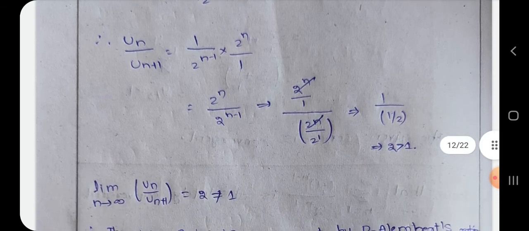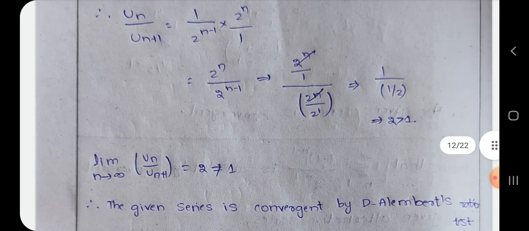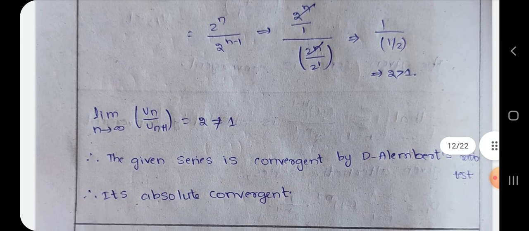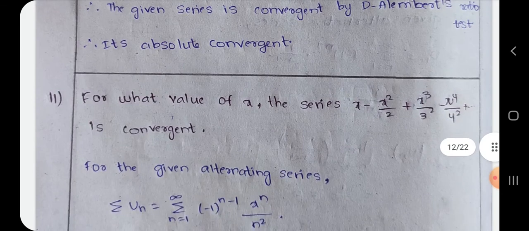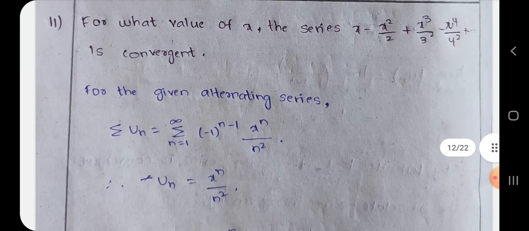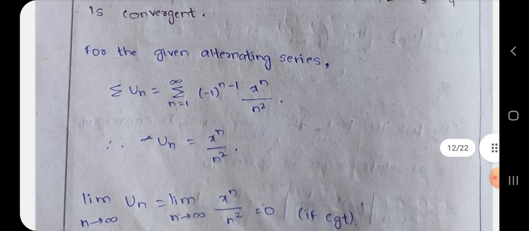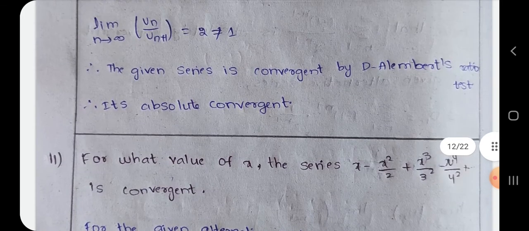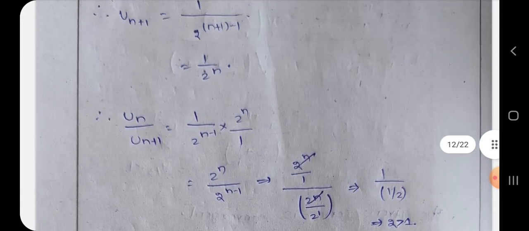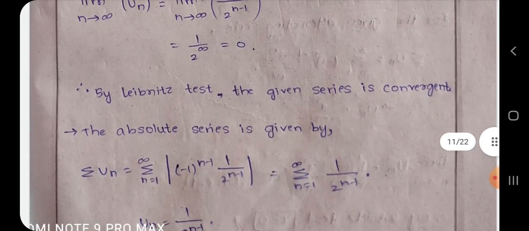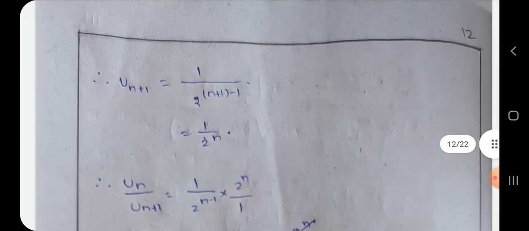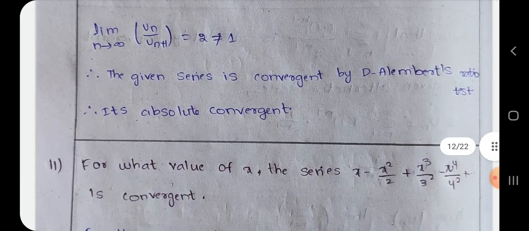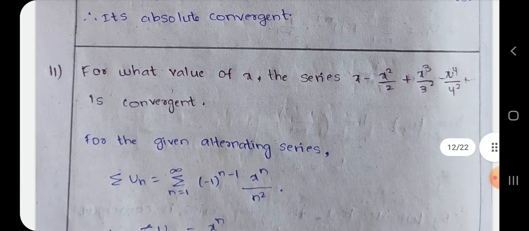So on making the simplification you are getting an answer, and in D'Alembert's ratio test if the limit is greater than 1 you call it as convergent. 11th problem, alternating series is given, whether it is convergent or not. So look at this 10th problem. Previously that alternating series is convergent, and finding the absolute series we got it is convergent. So previously convergent and this is also convergent, we call it as absolute convergent.